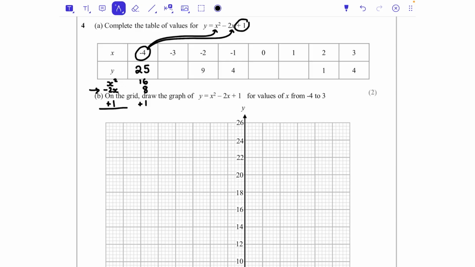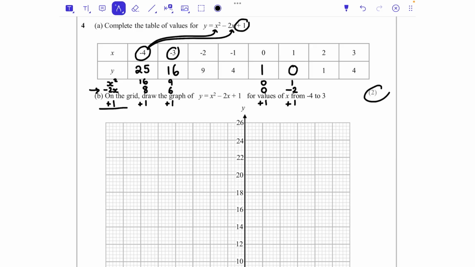For the next one, if I do x squared, minus 3 squared is positive 9, negative times a negative. I've then got minus 2 times minus 3, which is positive 6. And then we've got the plus 1, which makes 16. Moving across to 0, I've got 0 squared, which is 0, minus 2 times 0, which is 0, and then we've got to add the 1. So that is just 1. 1 squared is 1, minus 2 times 1 is minus 2, and then we're adding 1, and that makes 0.